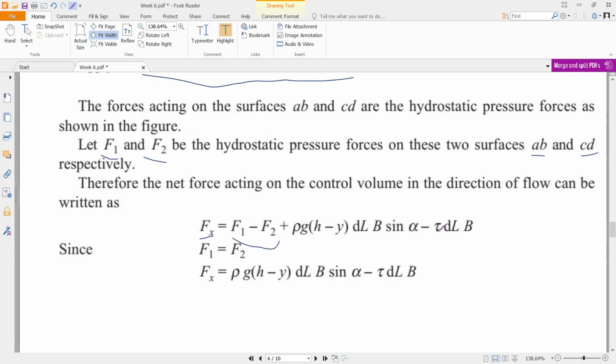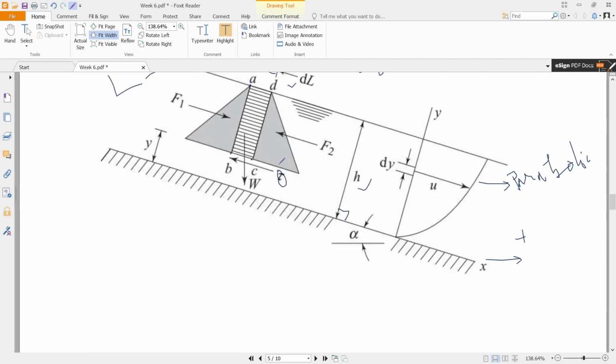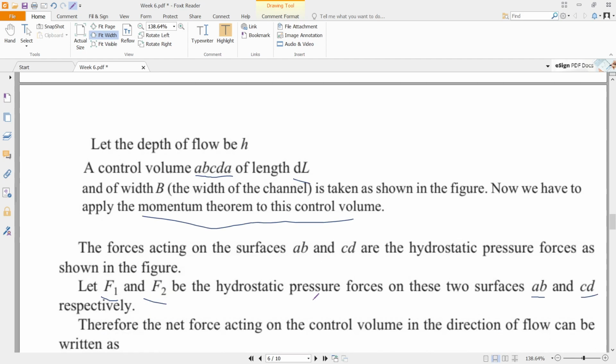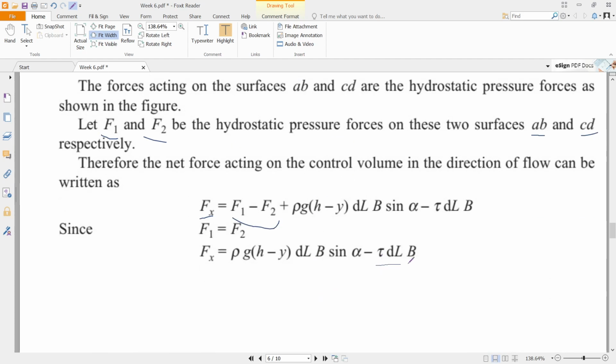Then tau, that is the shear stress. Okay, so this is shear stress. So if you want to get the shear force, then you have to multiply this with some area dA. What will be that area? Tau dA will be, see, it is acting on which area? It is the width B into length dl. So tau dl into B. Okay, negative in the opposite direction.